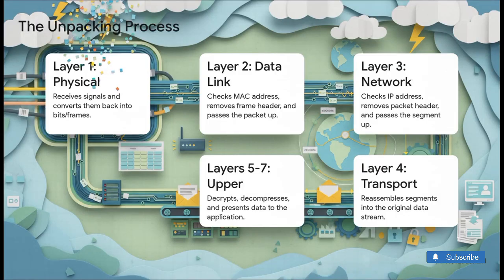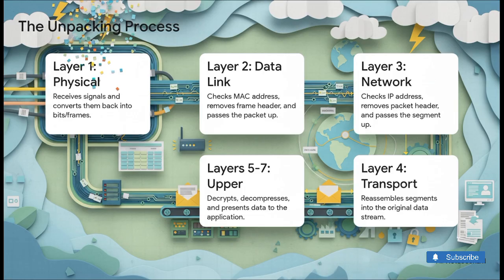So, the whole thing just goes backwards. The physical layer grabs those signals and turns them back into data. The data link and network layers check the local and global addresses, then they just peel off their wrappers. The transport layer gets all those little segments and reassembles them in the right order. And finally, the upper layers decrypt and format the data, delivering your original email perfectly to the recipient's inbox.